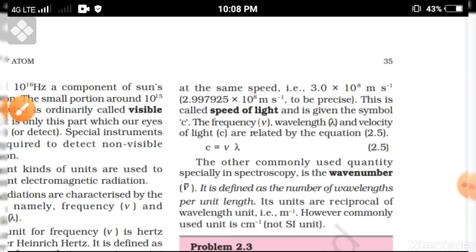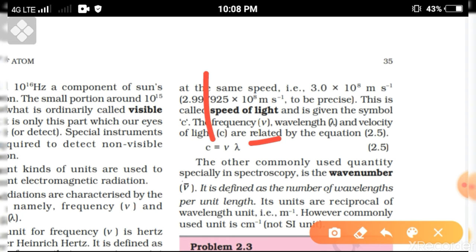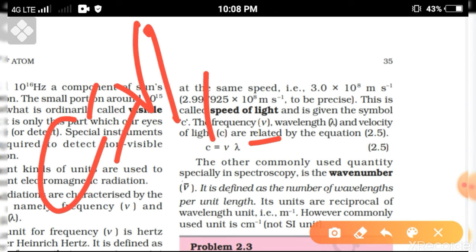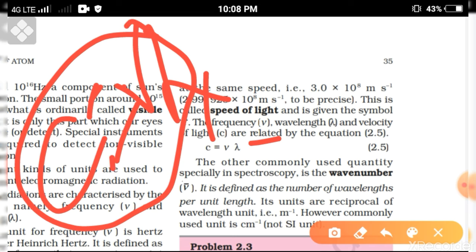Frequency nu, wavelength lambda, velocity of light c. This relation occurs between the speed of light, frequency and wavelength, that is c equal to nu into lambda. This is a relation between the speed of light, wavelength and frequency, that is, speed of light equals frequency into wavelength.